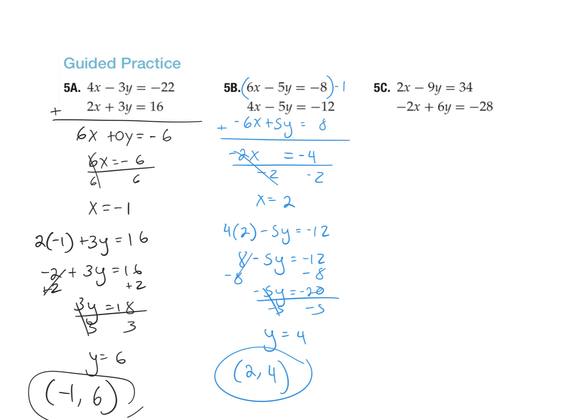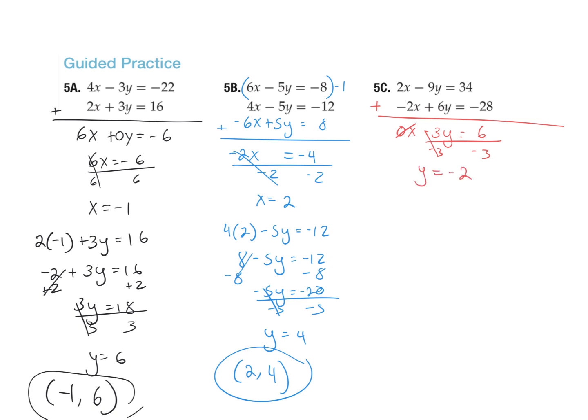And then the last problem, we already have the x's that cancel out, so I'm just going to go ahead and add from there. We get 0x. Here we get 3y, and 34 minus 28 is going to be positive 6. Now I'm just going to ignore that term because 0x is just 0. I'll go ahead and divide by negative 3. And we get y is equal to negative 2.